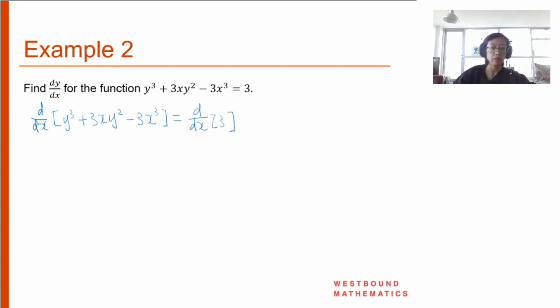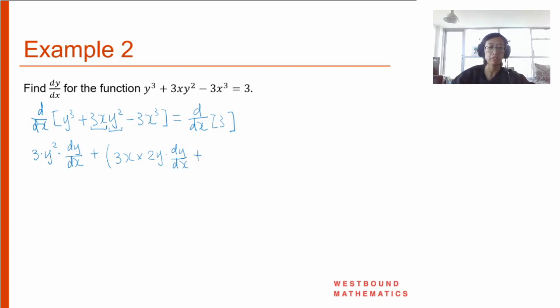Now the left-hand side is essentially implicit function differentiation. So the first term, y cubed, is a term involving y. So we differentiate it with respect to y first, which is equal to 3y squared, but we need to times it by dy dx. And the second term is essentially a product of two functions. Let's call 3x my first function and y squared my second function. So now we need to apply the product rule. Let's copy down the first function 3x, and we need to times it by the derivative of the second function y squared, which is equal to 2y times dy dx.